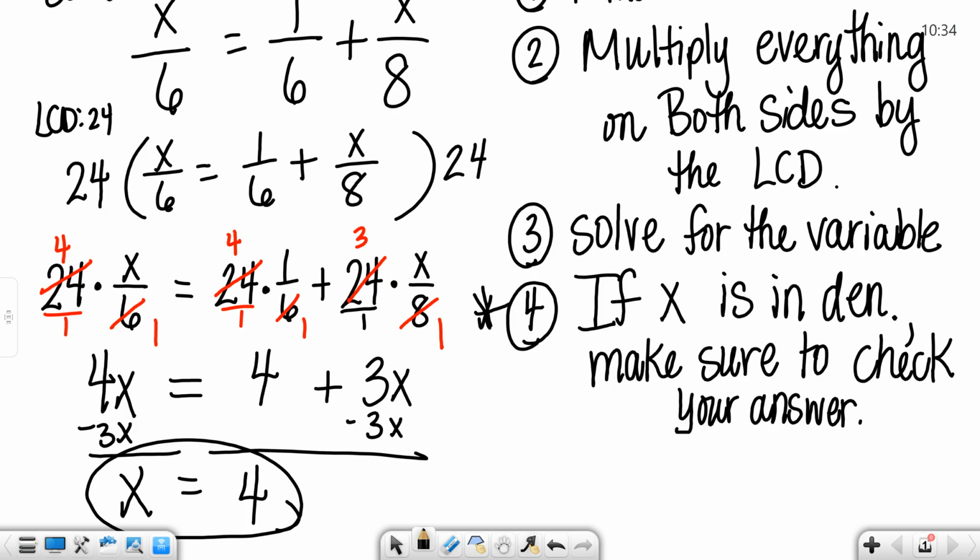Boom. Now, don't stop there. Always, always, always make sure you pay attention to this last step if x is in the denominator. Well, when I go and look at my original problem, x was not in the denominator. So I'm good. I don't have to plug that in and check it. That is my answer. X is 4. Okay, let's try again.